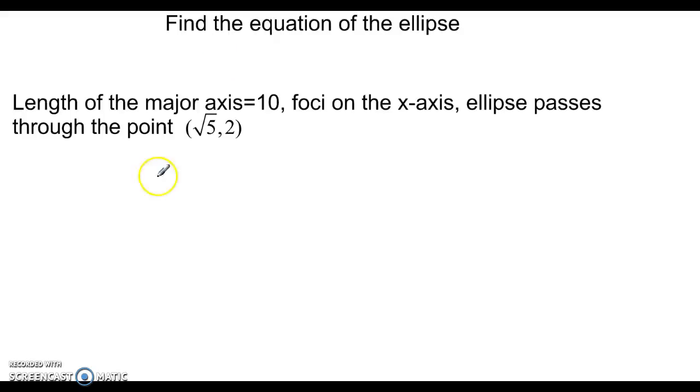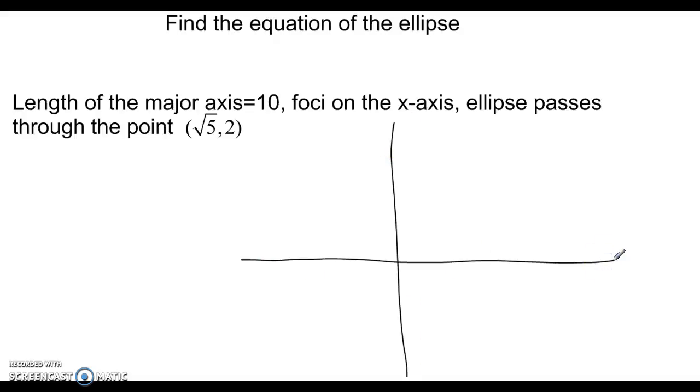Find the equation of the ellipse. Again, I think it helps to make a little sketch of this ellipse. Even if you don't use graph paper, I'm okay if you just want to sketch out something here. Okay, major axis is 10, it's on the x-axis. 1, 2, 3, 4, 5. 1, 2, 3, 4, 5.